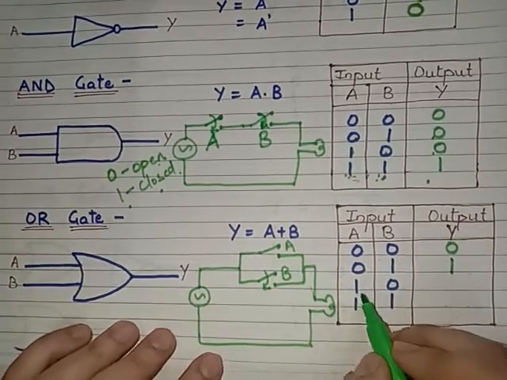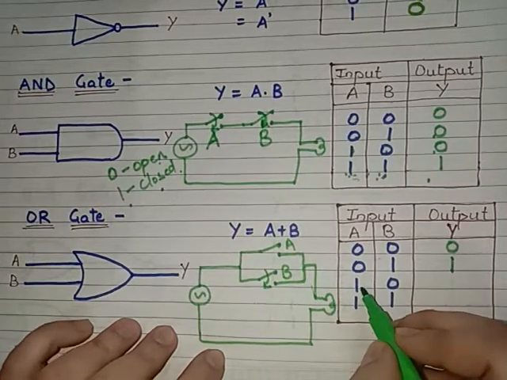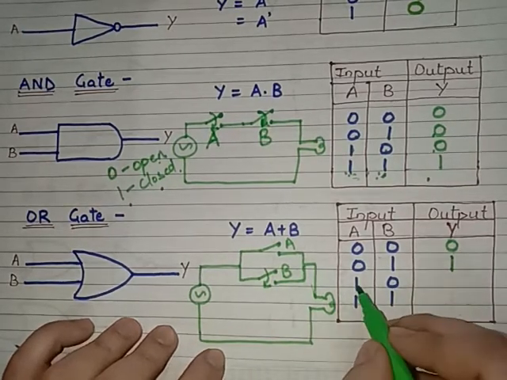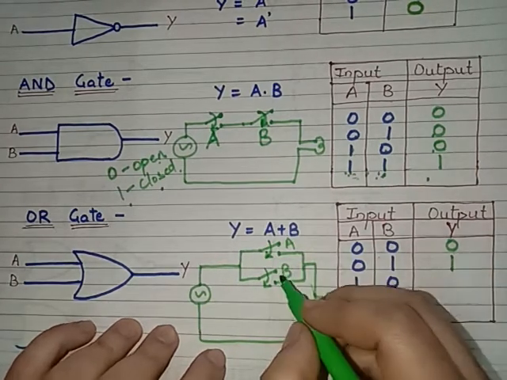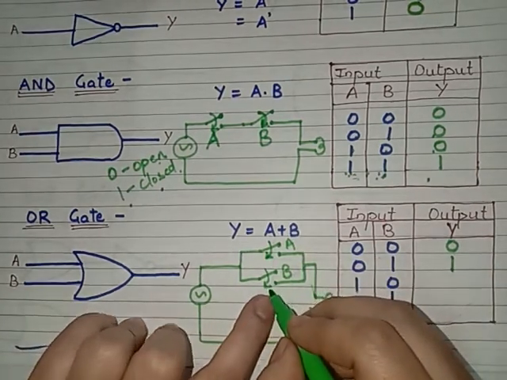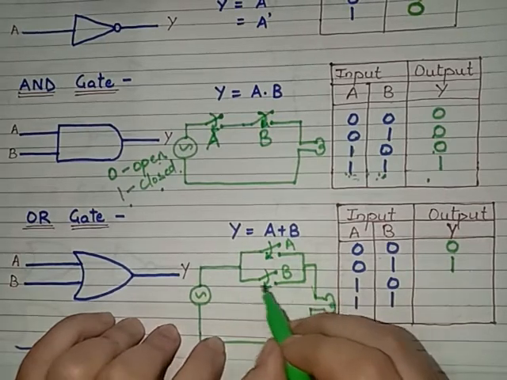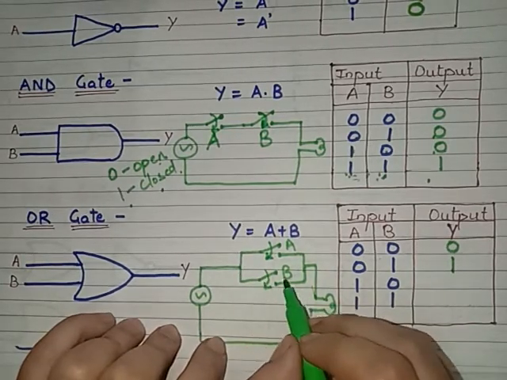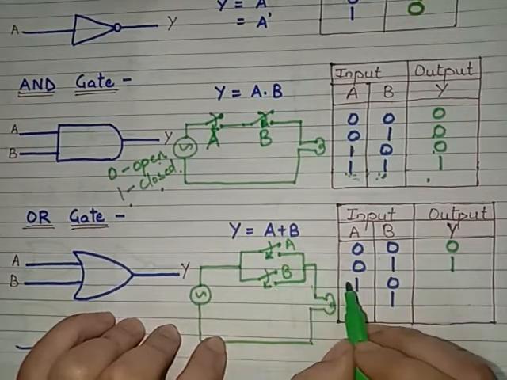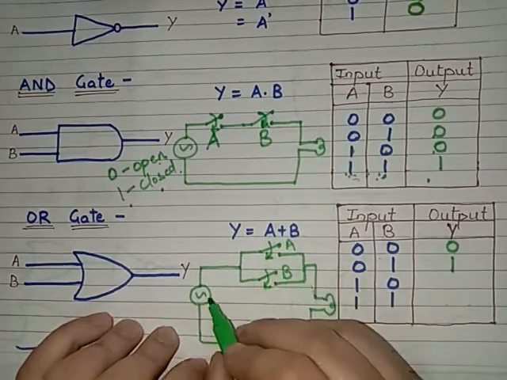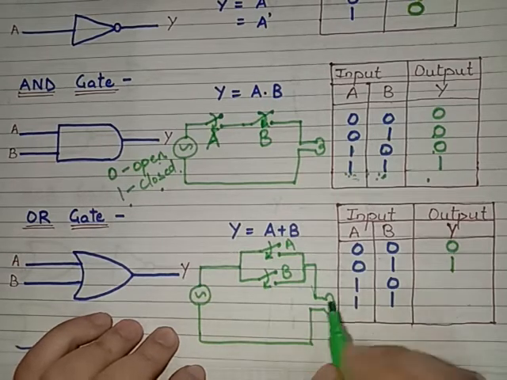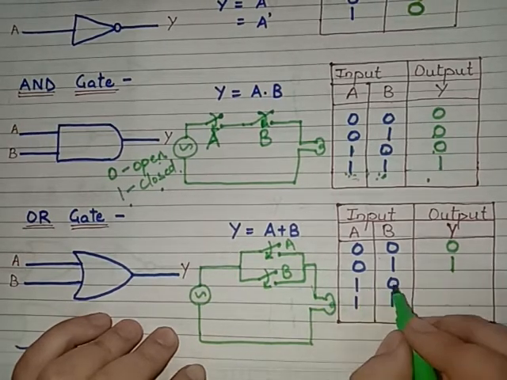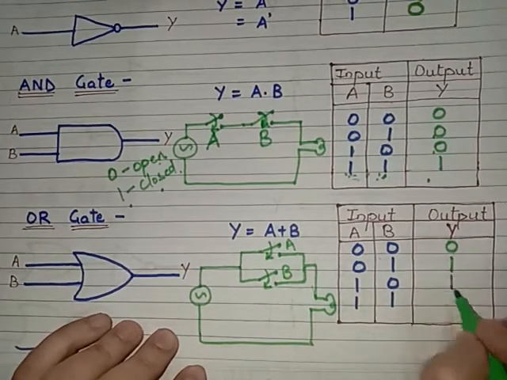So in the third case of the input, A is equal to 1, B is equal to 0. Now A is 1 means we are closing this switch, and we are assuming B as open. Now this is open, that means there is no connection, but this is closed because A is 1, so there will be a complete circuit. So now the bulb will glow. So if A is equal to 1, B is equal to 0, the output will be 1.